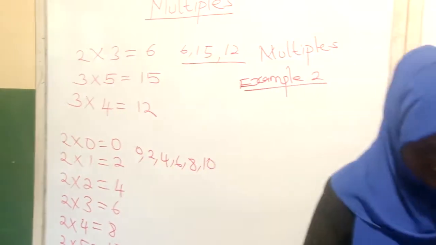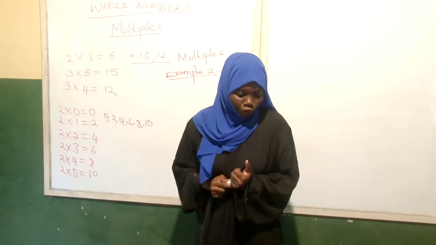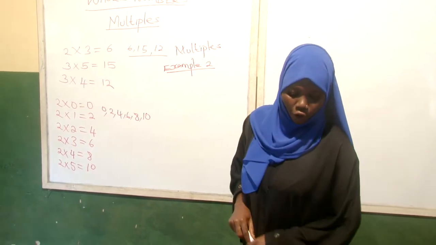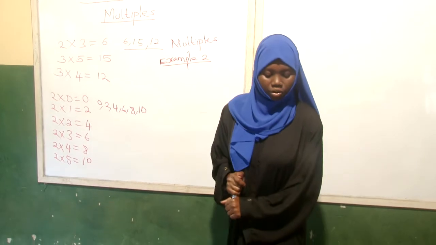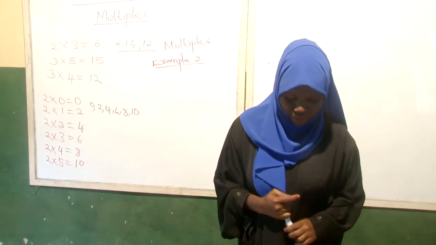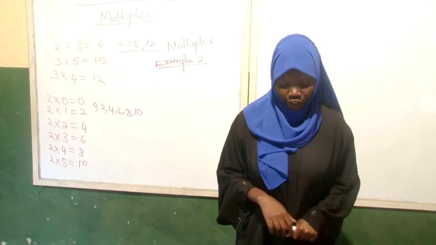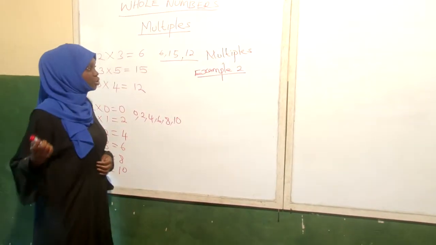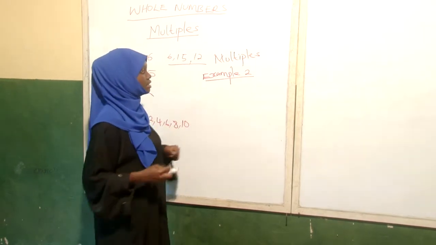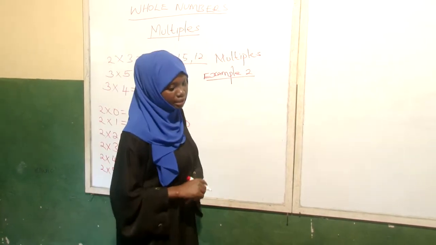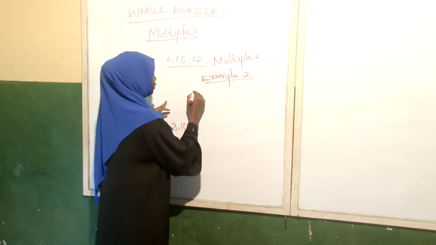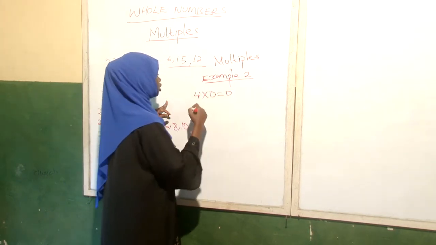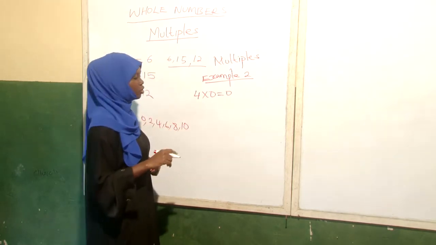And in our second example, we are told to write the next 3 multiples of 4 after 28. The question is, write the next 3 multiples of 4 after 28. So before we go to the 28, we are going to first look at the numbers that are before the 28. So we shall start by 4 times 0. That will be 0.